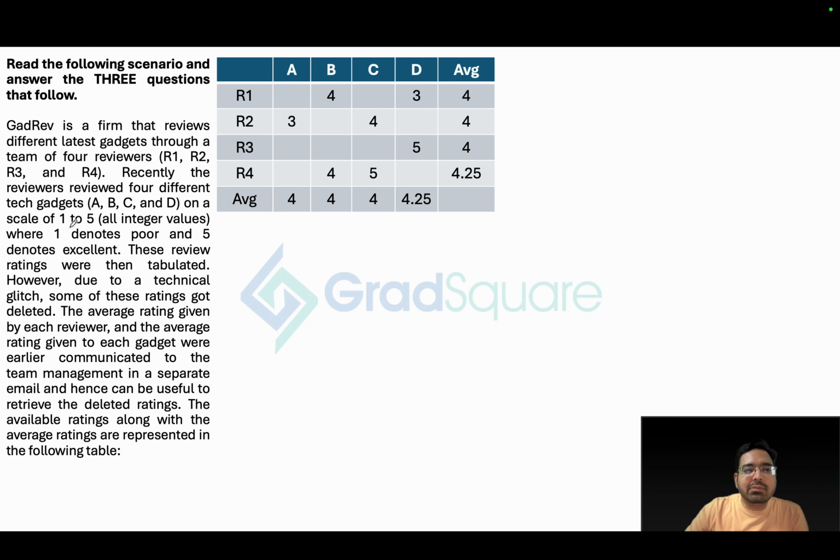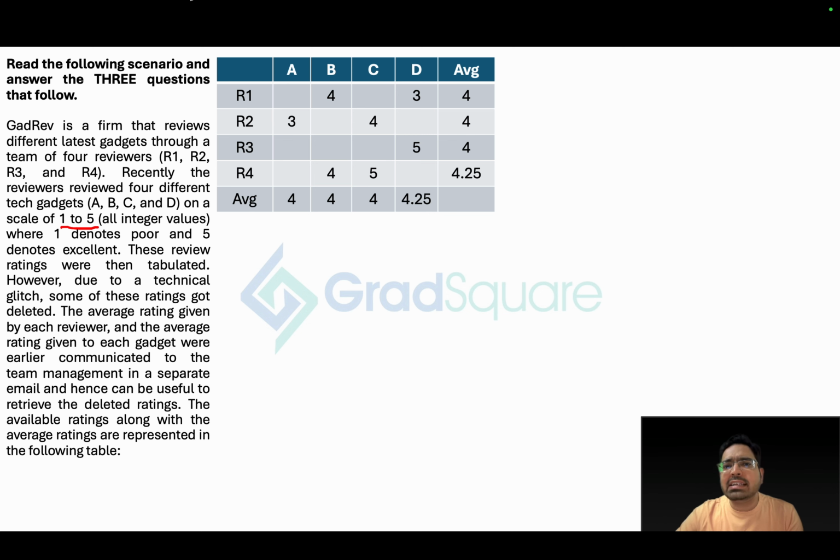Now, what they're saying is that the reviews are rated from 1 to 5, all integer values, 1 being the poorest rating and 5 being the excellent rating, right? Now, what they've done is they've given you the averages for R1 for all 4 gadgets, and for a particular gadget what is the average. That is also given to you, and there is no missing value in terms of the averages, right? Now, based on this, they'll ask you a certain set of questions. This is the entire piece that we have.